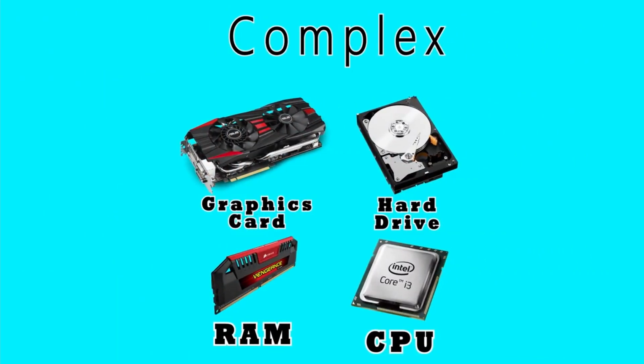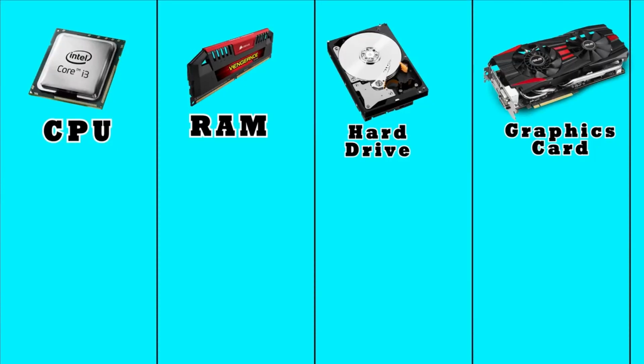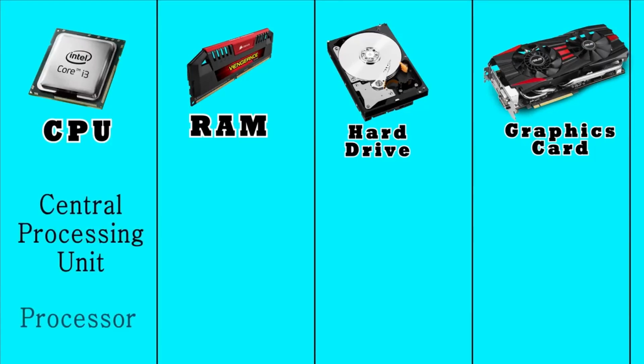Now let's move on to the more complex parts, the ones that deal with data. The 4 main components to keep in mind here are CPU, RAM, hard drive, and graphics card. First things first, I'm going to establish some terminology. Keep in mind that CPU is also known as the Central Processing Unit, or processor. These terms all refer to the same thing.